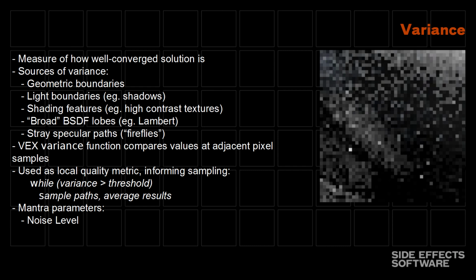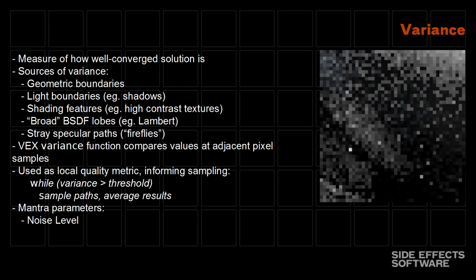And so we have things like broad BSDF lobes, because when we looked at the Lambert function, we can see that we're sampling over a great degree of the hemisphere. And so there's more chance of each one of those paths intersecting high variance or high illumination segments of the scene. We also have stray specular paths, which introduce artifacts like fireflies that we see. That's just specular reflections carrying on through the scene and summing quite high illumination values.